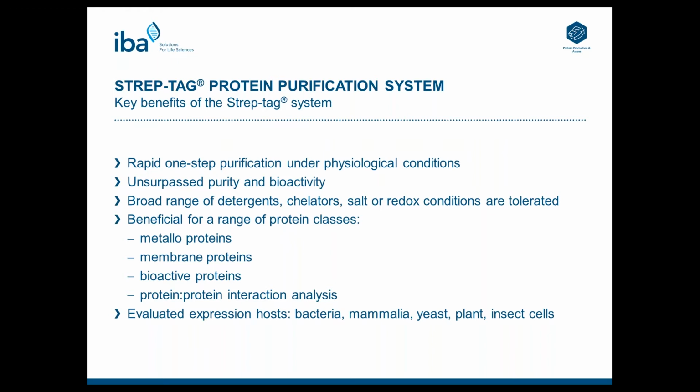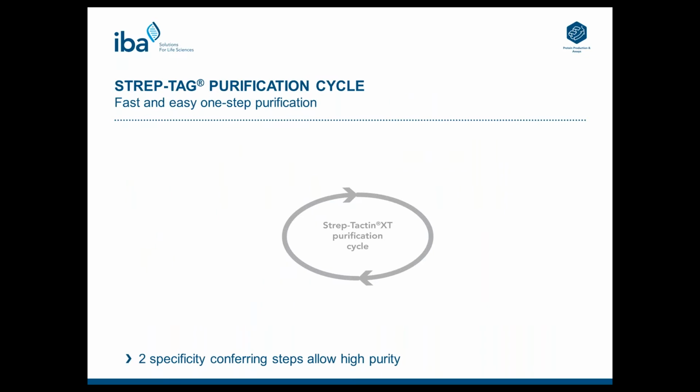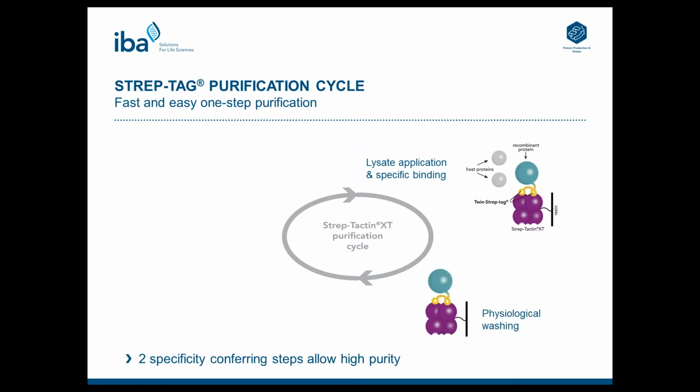The system is beneficial for a range of protein classes, such as metalloproteins, membrane proteins, bioactive proteins, and protein-protein interaction analysis. Further, the system is evaluated for different expression hosts, such as bacteria, mammalia, yeast, plant, and insect cells. The aforementioned high purity results from two specificity conferring steps during the purification cycle. The first specificity conferring step occurs during lysate application. It is a highly specific binding of the Strep-tag with the biotin binding site of Strep-Tactin XT.